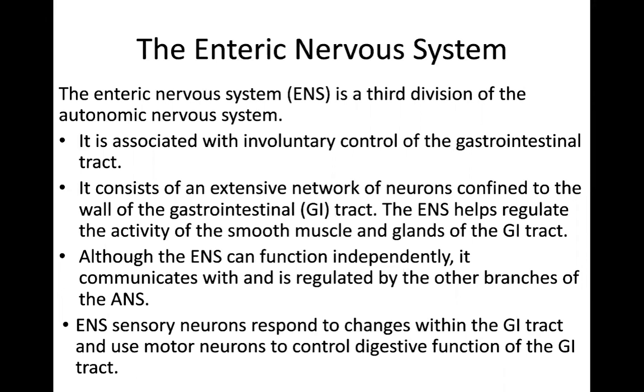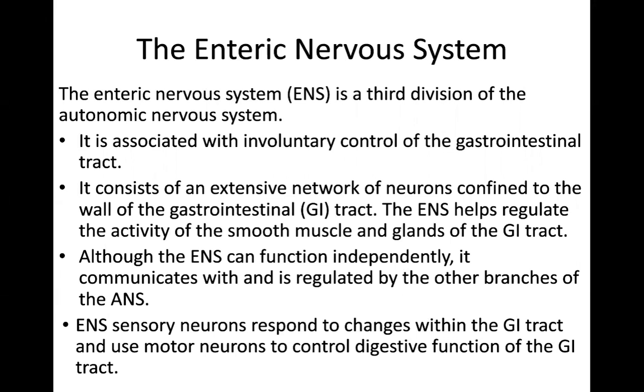Okay, this is an extensive network of neurons confined to the wall of our GI tract. So these neurons help regulate activity of the smooth muscles and glands of our tract. Like causing your stomach to contract and swirl around the food that we've eaten for lunch, and release of gastric juice, which is loaded with different enzymes and hydrochloric acid and other stuff that we use to digest and break down our food.